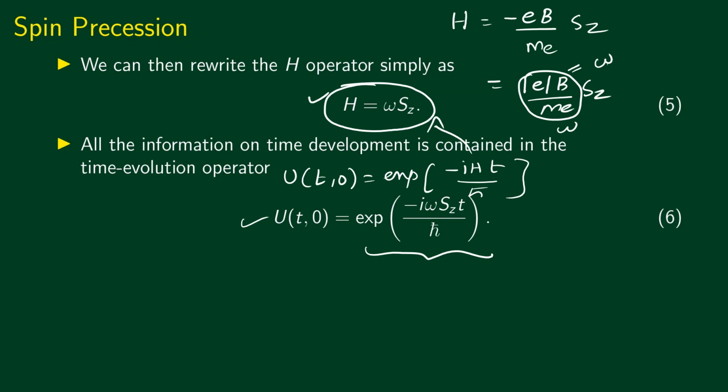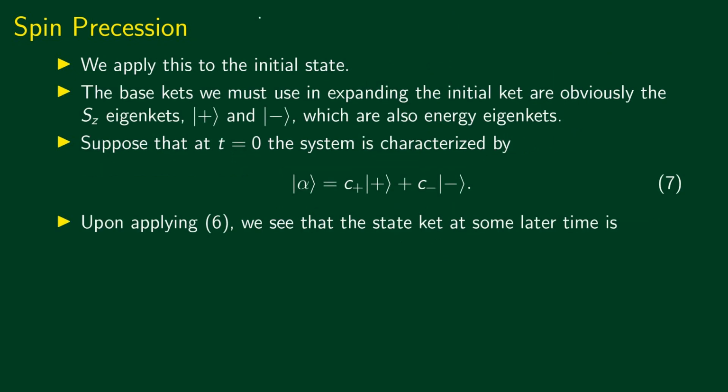Now all information on time development is actually contained in this time evolution operator. We have U(t, 0) = exp(-iωSz/ħ) multiplied by t. So once we have the initial state, to find the state at any time, we just have to apply this time evolution operator to the initial state.